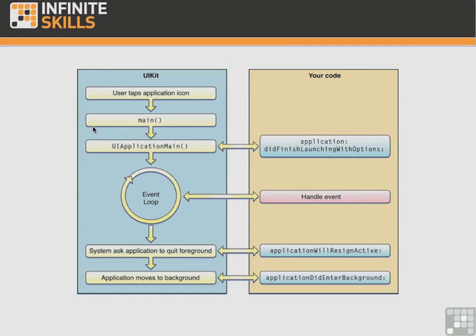When an interruption occurs, the system asks the application to quit its foreground state. The system sends a message, applicationWillResignActive, and that gives you the opportunity to do things in your code, such as save the user's data and state information. By state information, I mean saving where the user was in the application.